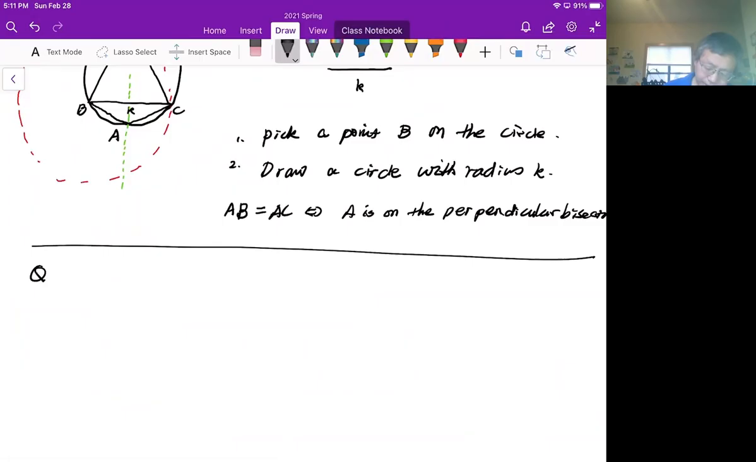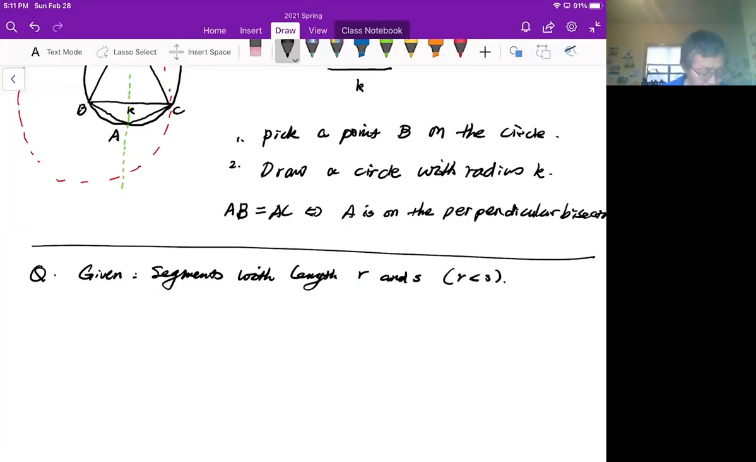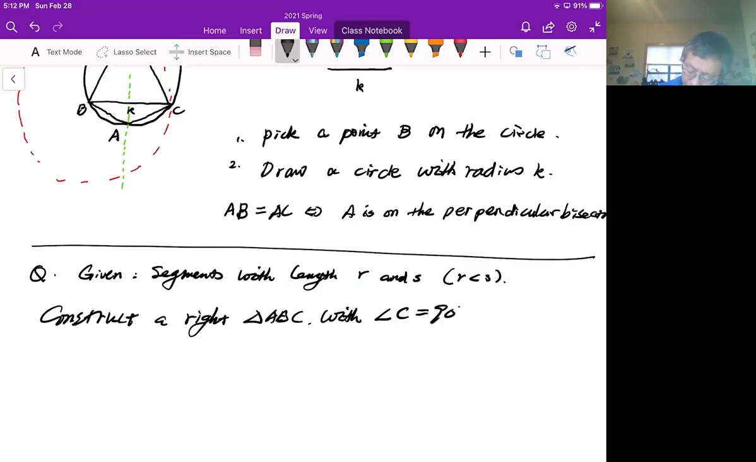So let's say, given again, the segments with names R and S. Okay, and suppose R is smaller than S. I want to construct the following: a right triangle ABC with angle C to be 90 degrees, and AC is R and AB is S.